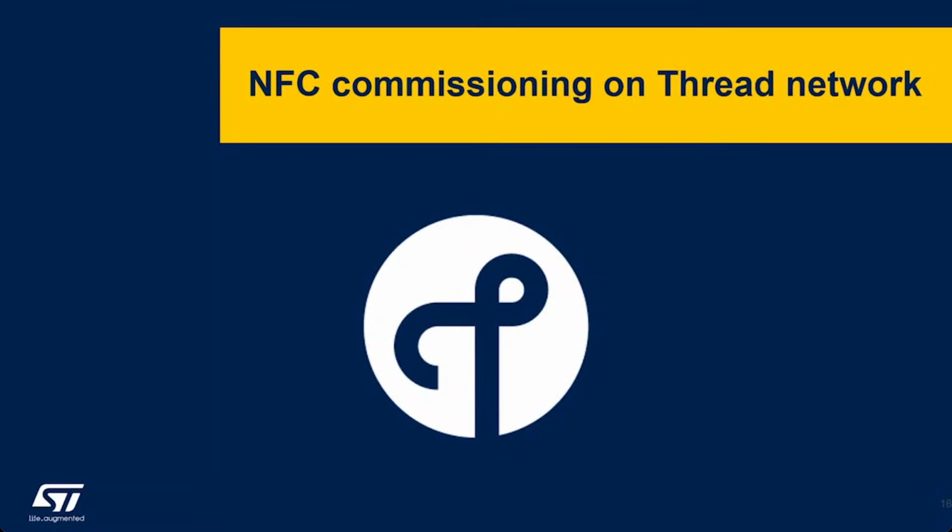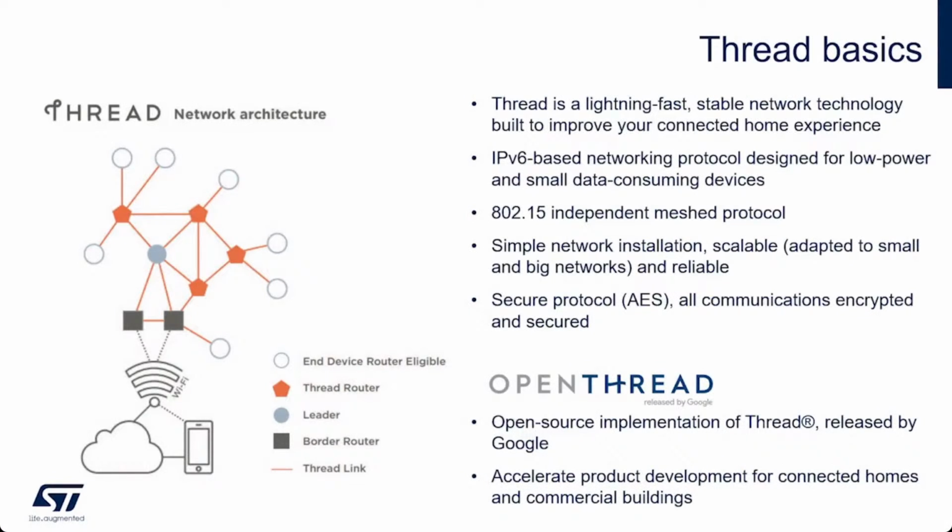So now let's take a look at NFC commissioning on a Thread network. Let's start with some basics. Thread is a lightning-fast, stable network technology built to improve your connected home experience. It's based upon an IPv6 networking protocol designed for low power and small data consuming devices. It uses an 802.15 independent mesh protocol. The network installation is simple, scalable, and reliable. The protocol is secure, as all communication is encrypted using AES.